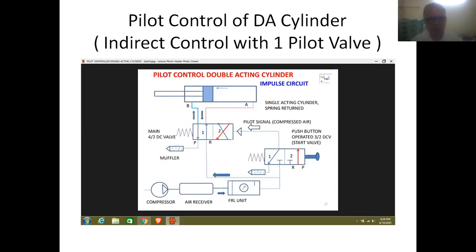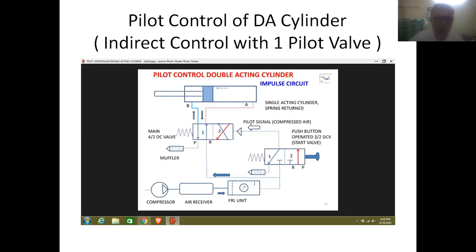So friends, as a whole, this valve is made up of 4 ports: one inlet port, 2 outlet ports, and one exhaust port. So in total it has 4 ports. So therefore it is referred to as a four-way DC valve.